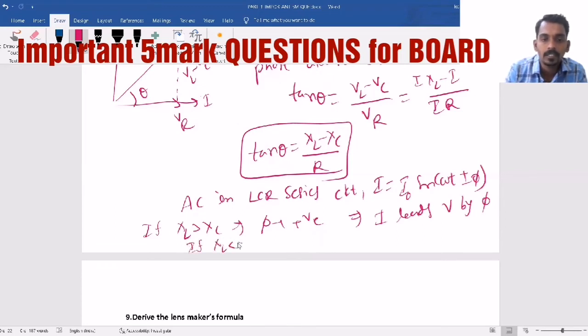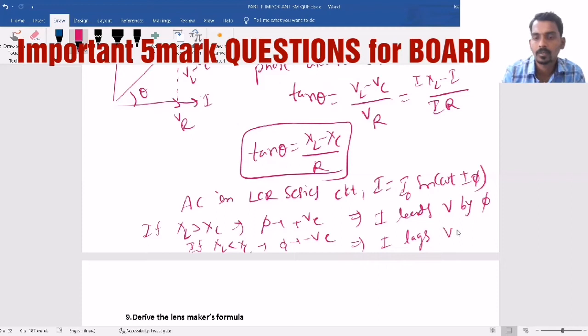Now, if XL is less than XC, then phi is negative, then current lags behind voltage, or voltage leads current. Current lags behind voltage by phi.